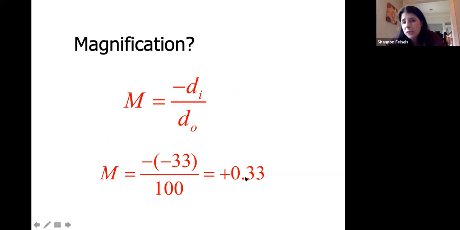Use the same equations for magnification. You can either use image distance over object distance or image height over object height. The signs are important. A magnification that's positive means it's a right side up image. A magnification that's negative means it's an upside down image. You need to pay attention to your signs on all of your stuff for your summative.